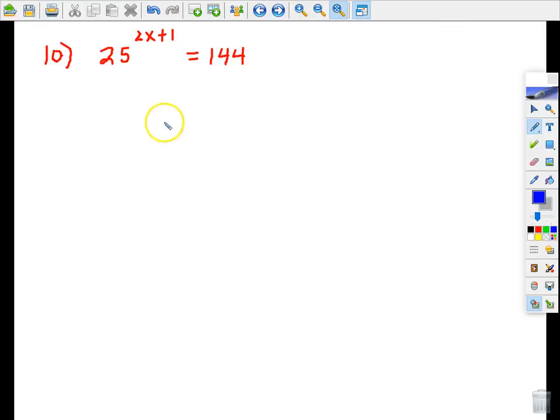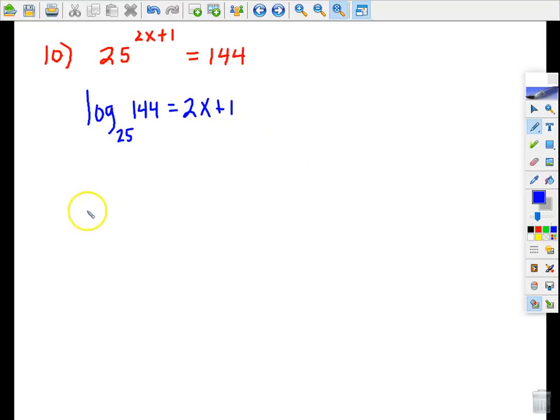Okay, here's another one much like it. This is number 10 on your homework. The number raised to the power is already isolated. So I'm ready to go ahead and write this in log equation form. So that will be log base 25 of 144 equals the exponent 2x plus 1.